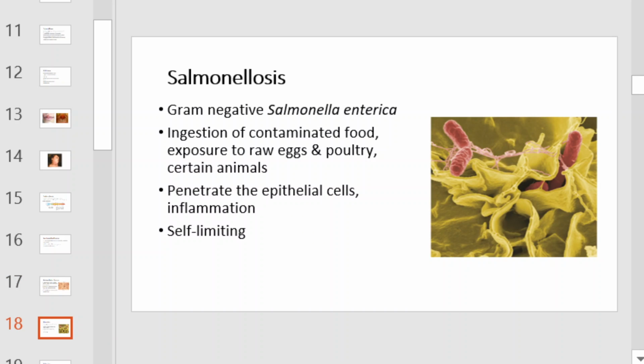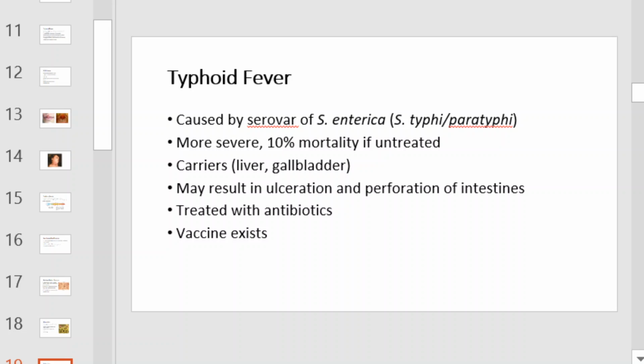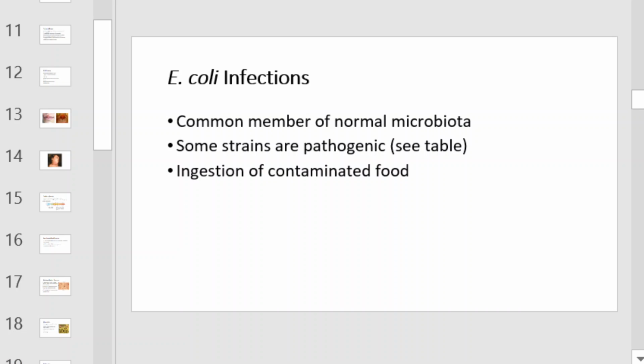Salmonellosis is caused by a gram-negative Salmonella species. It is usually ingested through contaminated food or exposure to raw eggs and poultry. It can penetrate epithelial cells and cause inflammation. It too is self-limiting. Typhoid fever is caused by serovars of the S. enterica species. It is more severe, with about a 10% mortality if untreated. It may result in ulceration and perforation of the intestines. It can be treated with antibiotics, and vaccines do exist.